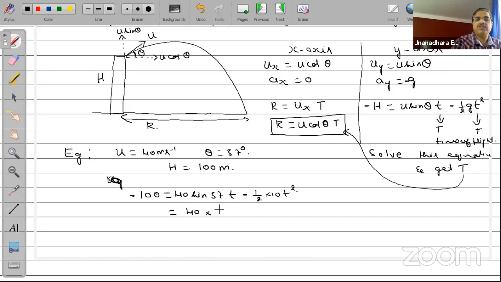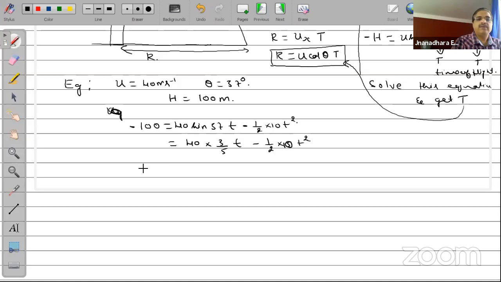Sine 37, for your kind information, is 3 by 5 into t. If you don't know about this, please refer to any standard book. You will know why this is 3 by 5. Now I get an equation here as minus 100 is equal to 24t, 5 1s are 5, 8 3s are 24, 24t minus 5t square. Or I can write this as 5t square minus 24t minus 100 is equal to 0.